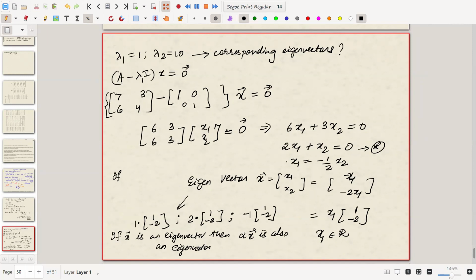And these are eigenvectors corresponding to which eigenvalue? Lambda 1, because we are solving it for lambda 1. So the eigenvectors you are getting are the eigenvectors corresponding to the lambda 1 eigenvalue. Now, finding eigenvectors for the lambda 2 eigenvalue is missing, isn't it? Can you try that?